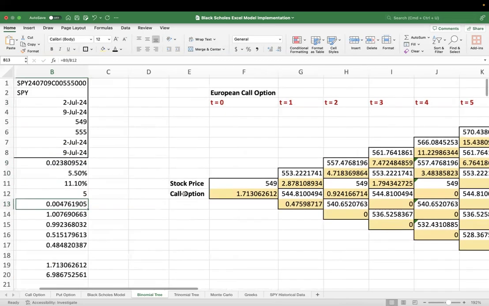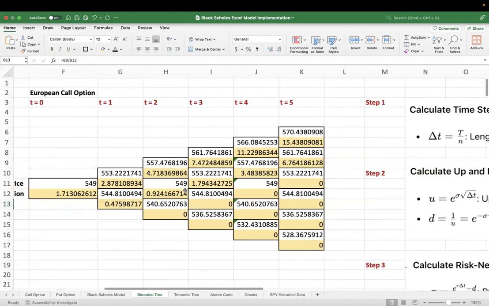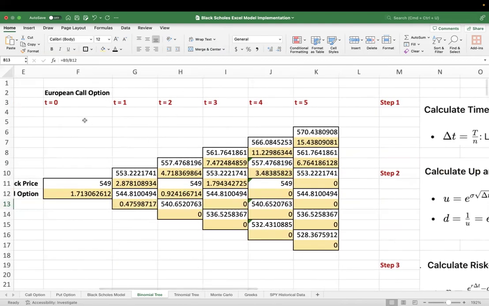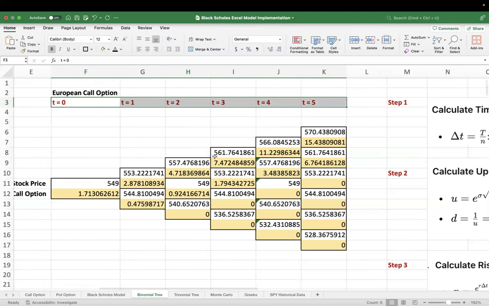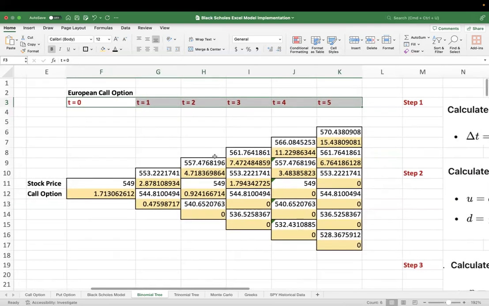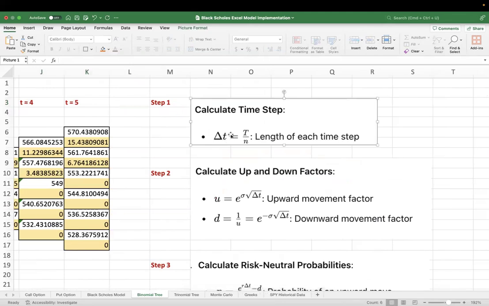A quick question asked is, why 5 steps? This is just for illustration purposes. I've taken 5 steps. If you want, you can take just 3 steps, or 4 steps, or 10 steps, whatever it is. The more the number of steps, the higher the accuracy will be. Always remember that. I have just considered 5 steps. So the first piece is completed, which is calculating delta t.